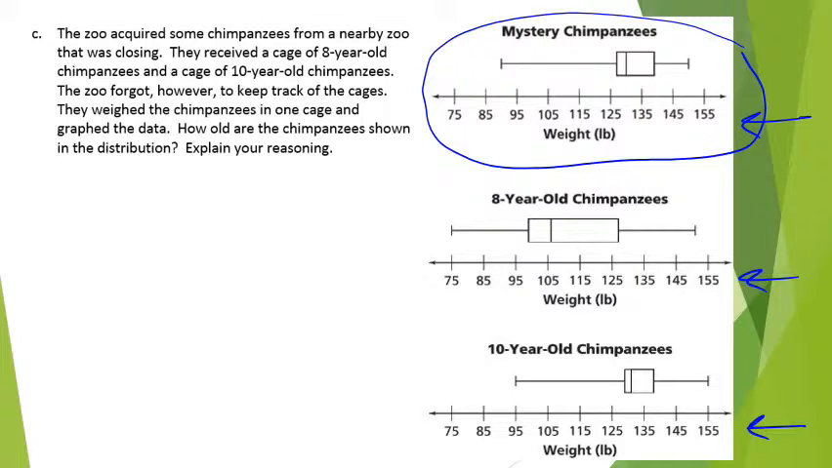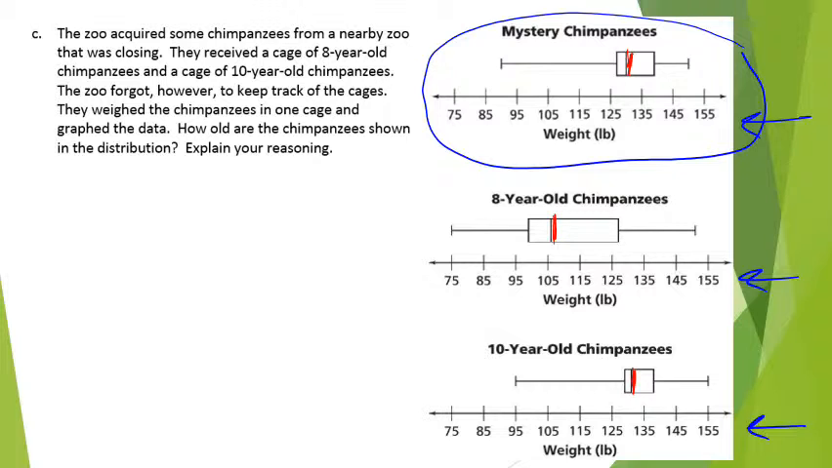For example, I might want to compare the medians. So I'm looking here at the mystery chimpanzees. I see the median is around maybe 128. On the 8-year-old chimpanzees, the median is around 105. And the 10-year-old chimpanzees, I see a median that's around 130, for example. So based on the medians, I'm probably most likely to think that the mystery chimpanzees are 10 years old. But then I want to check with some other measures as well.